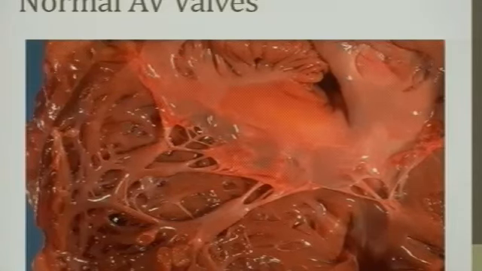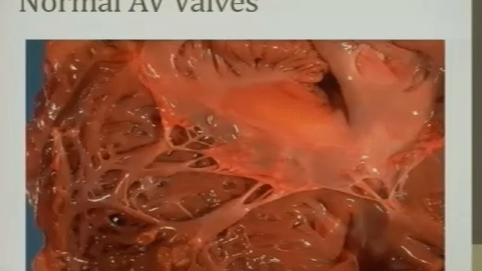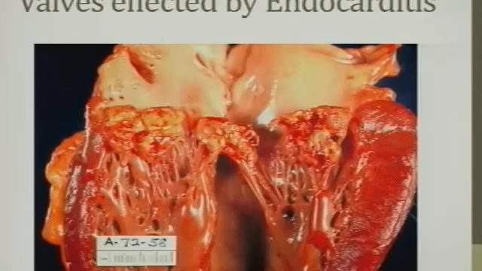Okay, so normal versus, look at all the vegetation on those valves. Yeah, it's quite amazing what can happen. One more time. Normal. Abnormal. No, this is obviously progressed. This is not going to be a simple, well, obvious what happened.